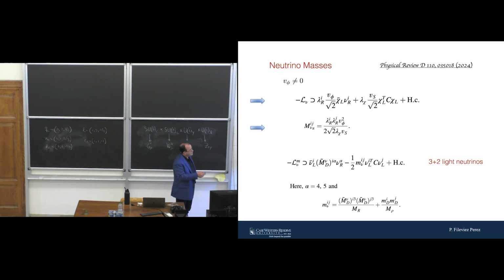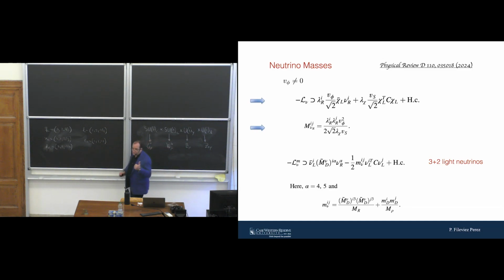When this new field gets a VEV, there is mixing with the right-handed neutrino. You can compute the mass matrix for right-handed neutrinos, and you realize that this mass matrix has rank 1, and then only one of them will get mass from symmetry breaking. Then at the end of the day, you can get the left-handed neutrinos together with 2 extra light right-handed neutrinos, and you can get a 3+2 light spectrum.